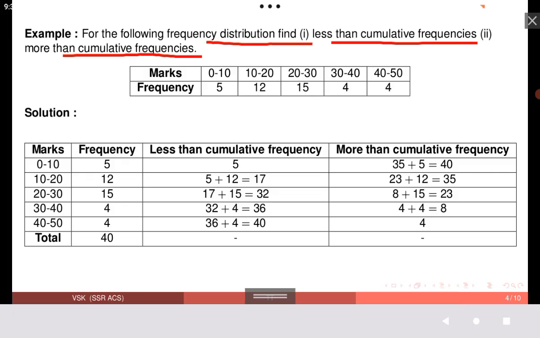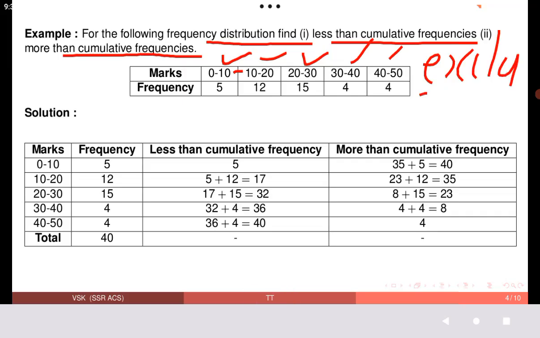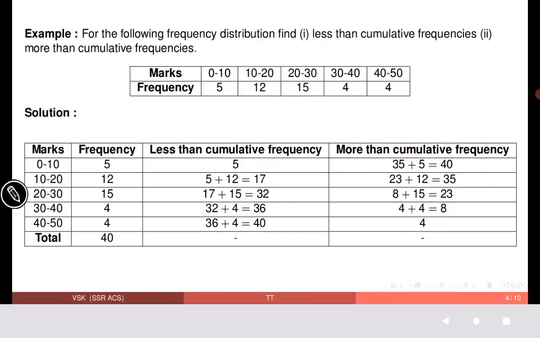So these are the marks given as class intervals: 0 to 10, 10 to 20, 20 to 30, 30 to 40, 40 to 50, and there is no gap between the classes. So this is of the exclusive type, which we have seen in the last lecture. What does it mean by exclusive or inclusive class interval? So how will we find this?